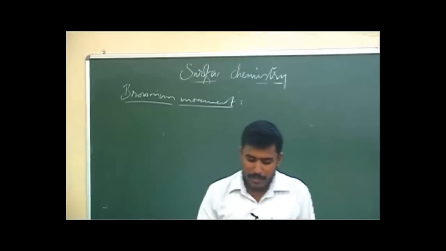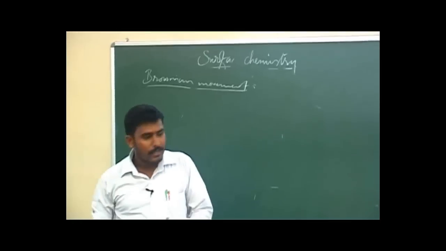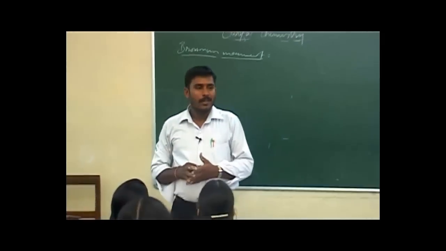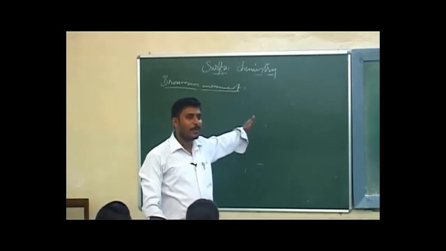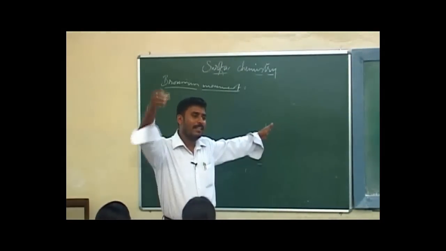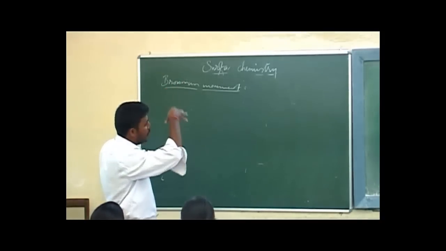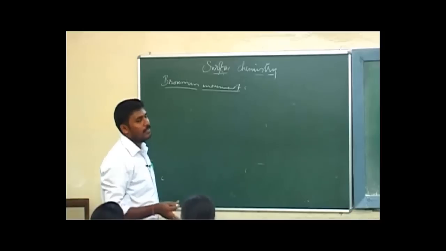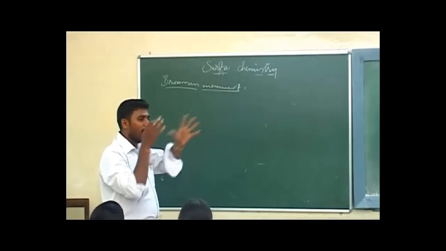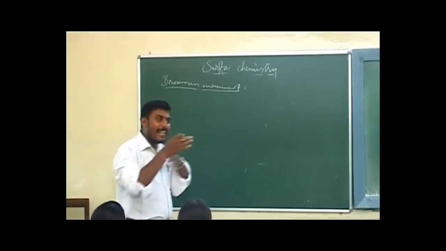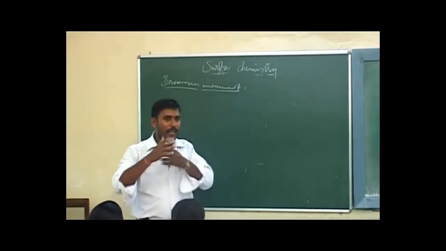Brownian movement, very important 3-mark question. What is the Brownian movement? Just assume that we are sitting in a cinema theater. This is the screen. From the back side, from the operator room, one light will enter and reach the screen. In that place itself, we can see that ray. In that place, the dust particles move here and there randomly. That random motion is nothing but Brownian movement.